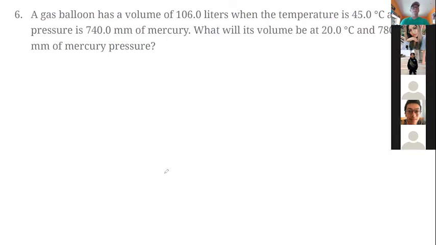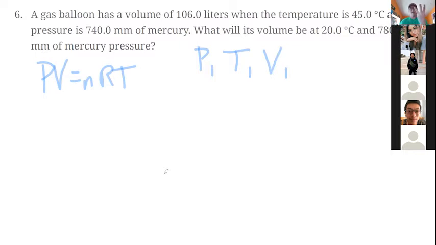So now we're changing a couple of different things. Now we're going to need to do some serious piv nerding. So here's my piv nerd. So this time we've got P1, T1, and V1. So there's three things changing this time.